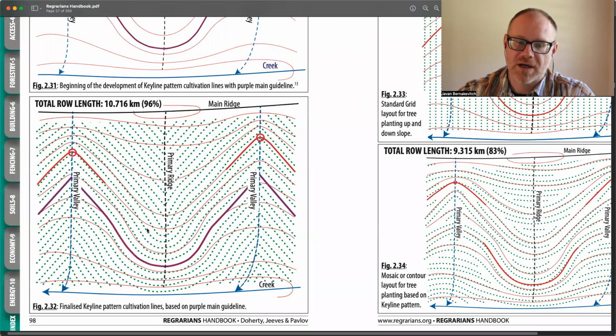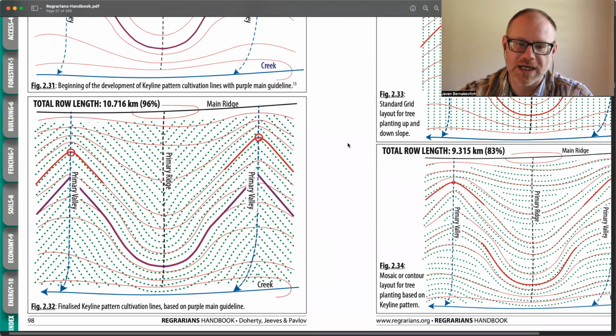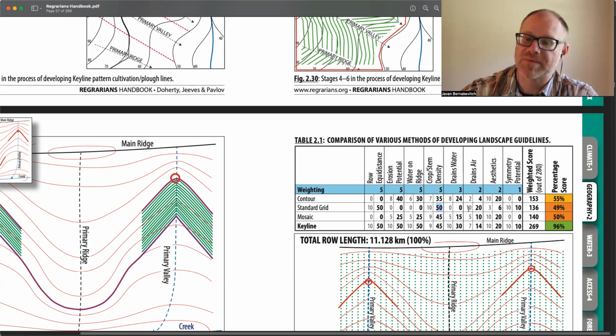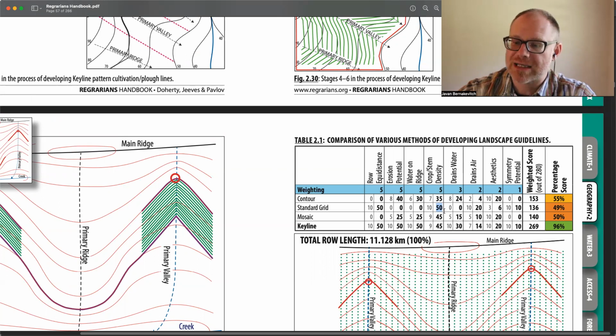And then when you have a keyline pattern, there's a couple of interesting connections between the two, where you tend to get a mosaic pattern in terms of the visual aesthetic that people really enjoy, but you also use the majority of the landscape. So Darren's little chart here shows that process: what's the row equidistance, what's the erosion potential, what's the water on ridge potential, what's the stem crop density. Absolutely, as you see here, a standard grid has more crop stem density in terms of planting out, but it's not as useful for water drainage, for spreading water across a landscape. It's quite good for draining air.